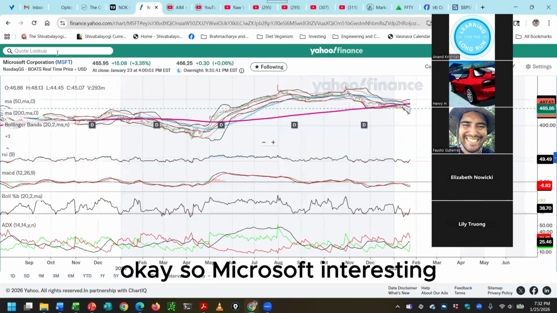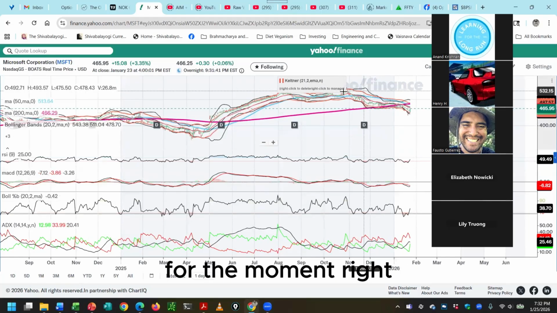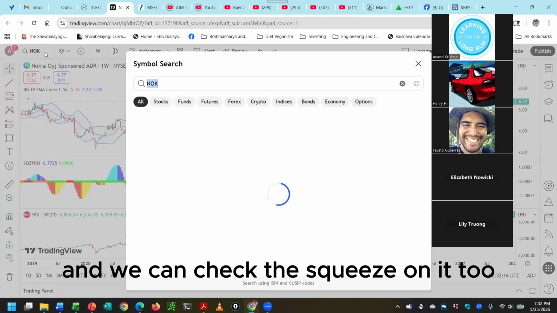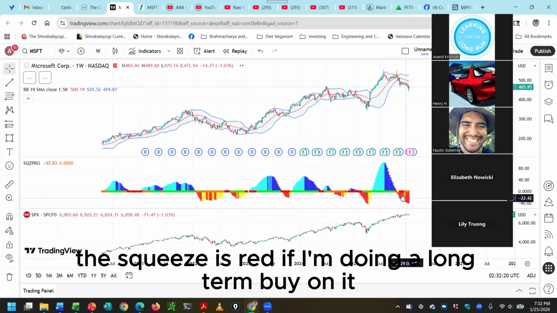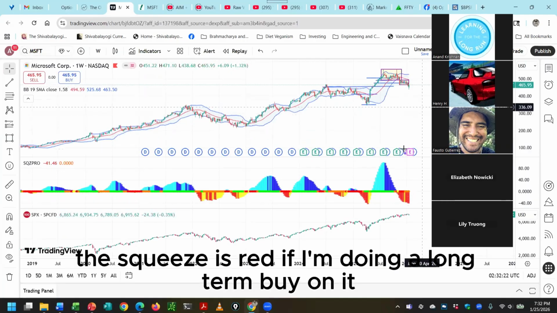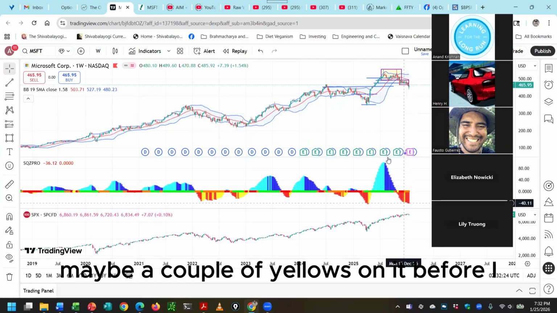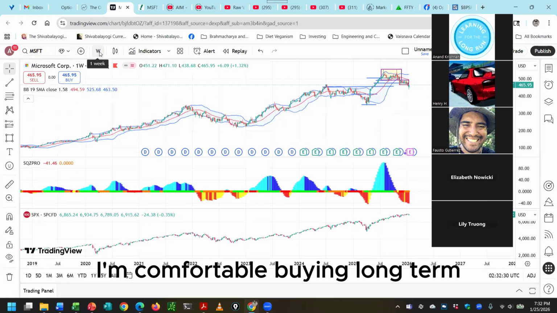Okay, so Microsoft, interesting. It has been a downtrending stock for the moment, right? But it looks like it's going back up, right? And we can check the squeeze on it too, right? And for now, the squeeze is red. If I'm doing a long-term buy on it, I want to see a yellow, maybe a couple of yellows on it before I'm comfortable buying long-term, right?